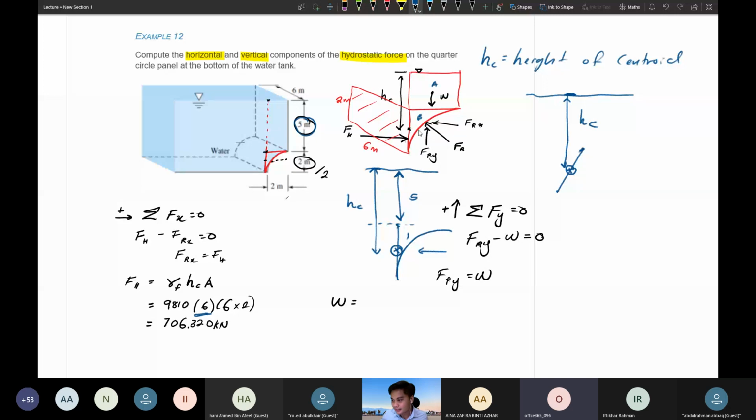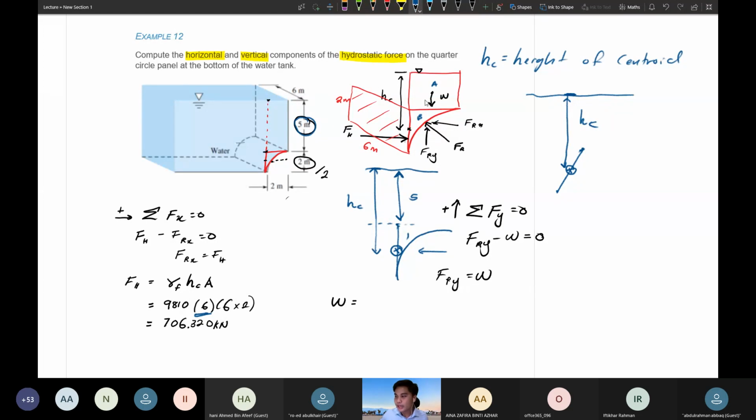Acting on this. Maksudnya satu weight je lah, doktor. We consider only one weight. If you consider A, how about B? B also has the weight. Betul tak? B betul, also generate weight. A also generate weight. So what do you think of the weight? The total summation of weight A plus weight B.